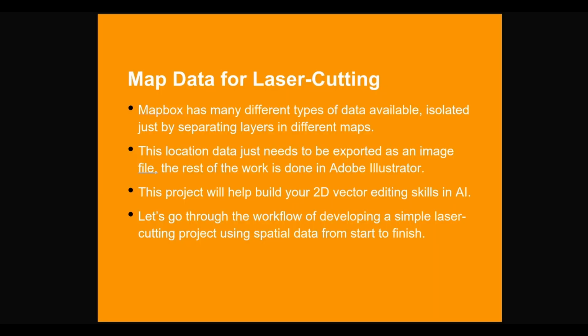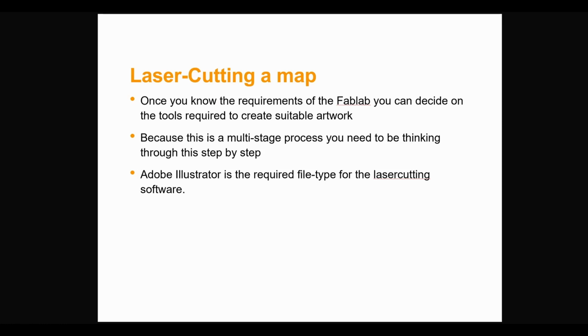Mapbox has many different types of data available, isolated just by separating layers in different maps. This location data just needs to be exported as an image file. The rest of the work is done in Adobe Illustrator. This project will help build your 2D vector editing skills in Adobe Illustrator. Once you know the requirements of the Fab Lab, you can decide on the tools required to create suitable artwork. Because this is a multi-stage process, you need to be thinking through this step by step. Adobe Illustrator is the required file type for the laser cutting software we use at Sheridan.